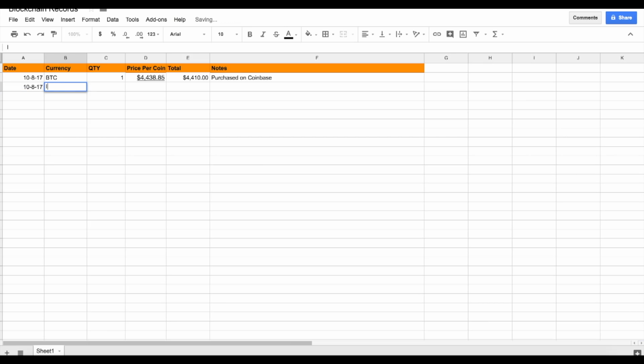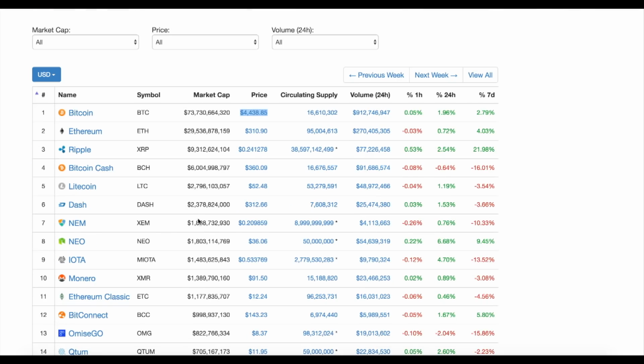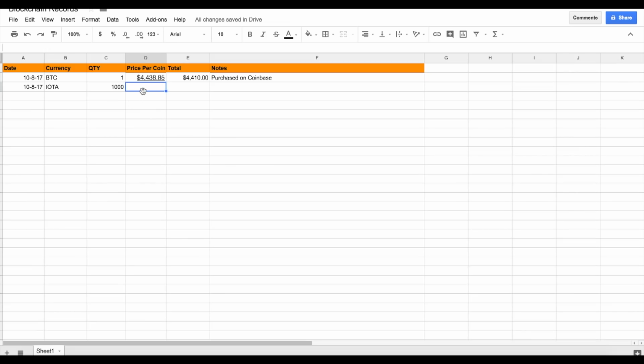So we'll do IOTA, right? And then let's say I bought 1,000 of these IOTAs, right? And so let's see what the historical snapshot is on IOTA. At that time it was 53 cents, right? So 0.53. Now I don't know how much that adds up to, but I could use a calculator to see, and it would put me at around, I think, $650, but don't quote me on it.